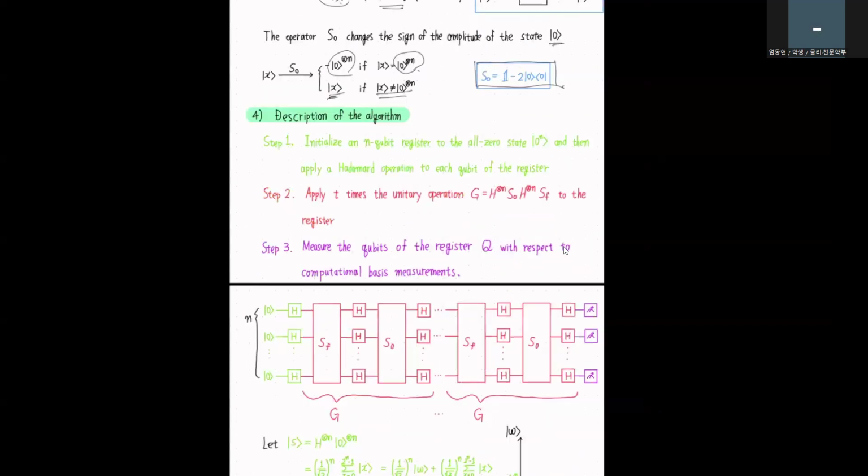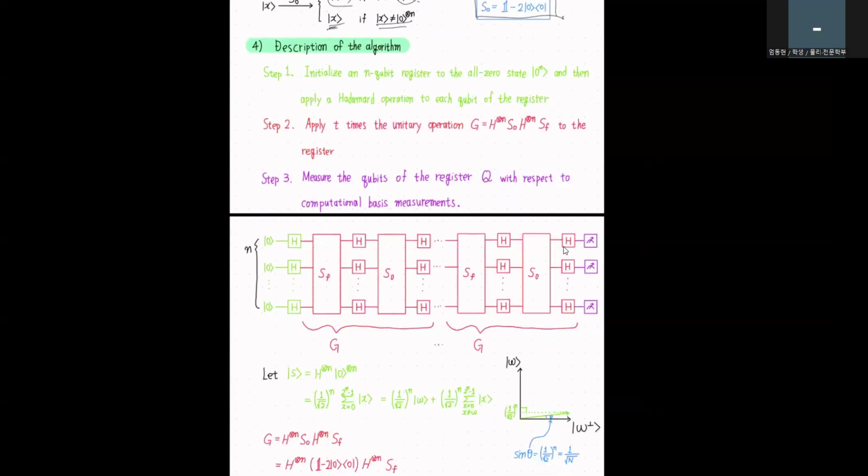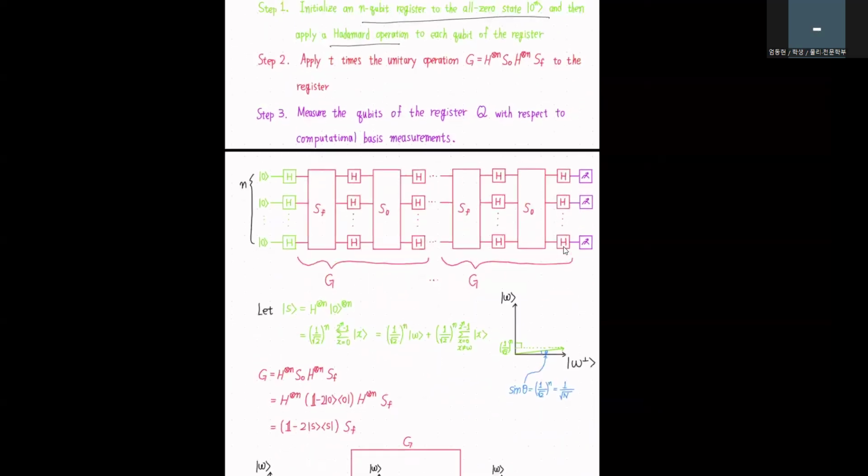And now we can reconstruct Grover's algorithm using these pieces. First, we initialize the n-qubit register to the all zero state. Then we apply the Hadamard operation to each qubit of the register, which gives us this superposition of all the possible different bit strings. Now, this state will contain our solution bit string that we're looking for. So let's isolate it over here and rewrite this state over here.